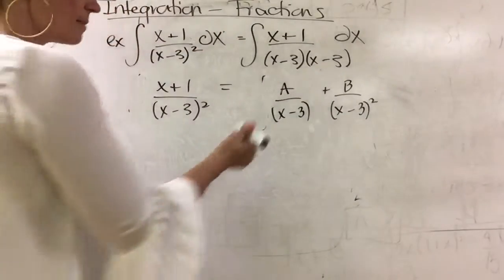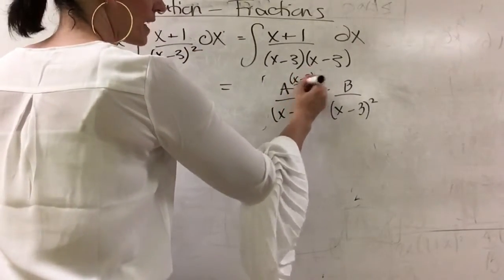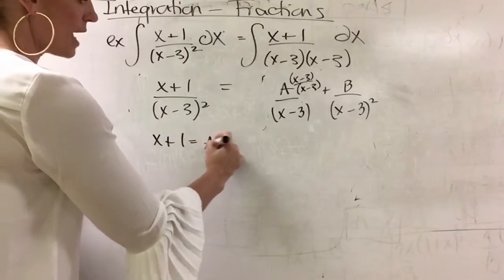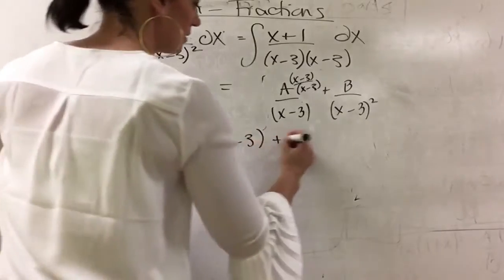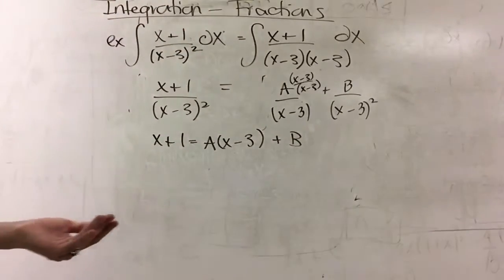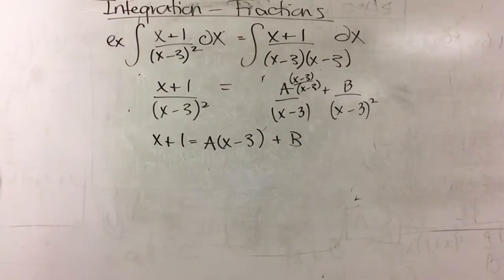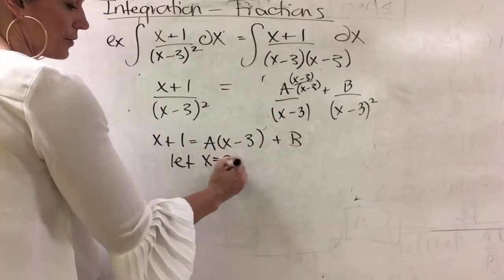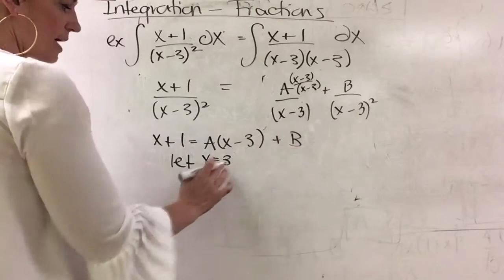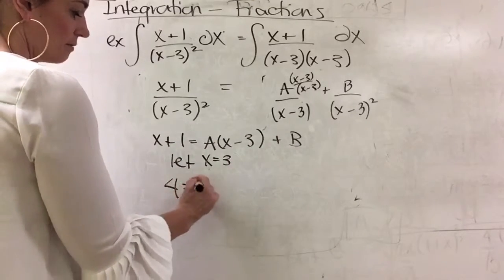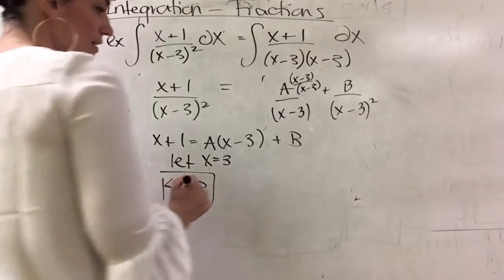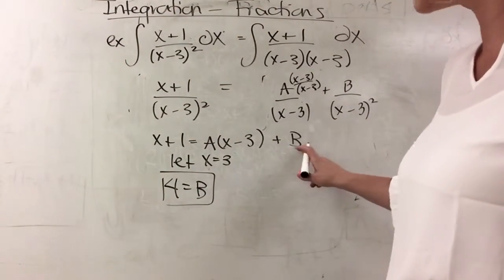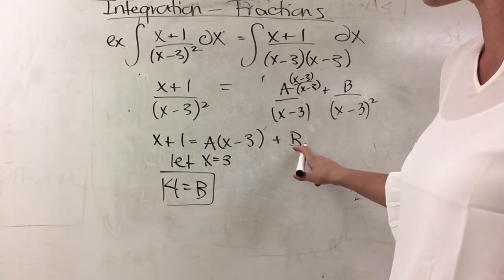To get a common denominator, all I need to do is multiply this by x minus 3 over x minus 3. So I end up with x plus 1 equals A times x minus 3 plus B. And if you remember, I want to solve for A and B, and how I do that is by letting x equal something that's going to make my life simpler. So I'm going to let x equal 3 in this situation, so I'll be able to solve for B. If x is 3, B is 4. Perfect. And then I'm going to plug B as 4 into here to solve for A.